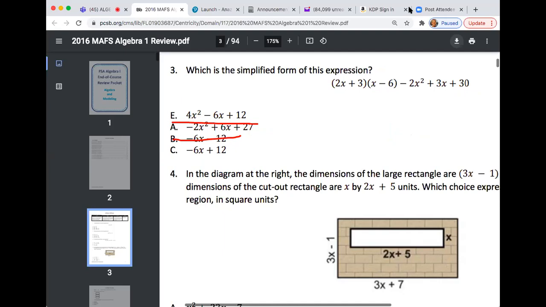So let's multiply 2x times x, 2x squared. And then we're going to subtract the 2x squared. Look at this, guys. 2x squared takes away 2x squared. Do you have any more x squareds left? No. So there goes that one. That's C.